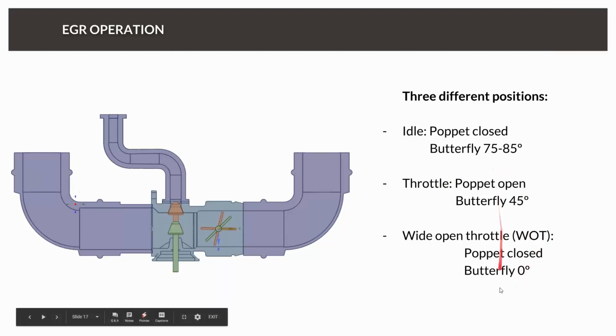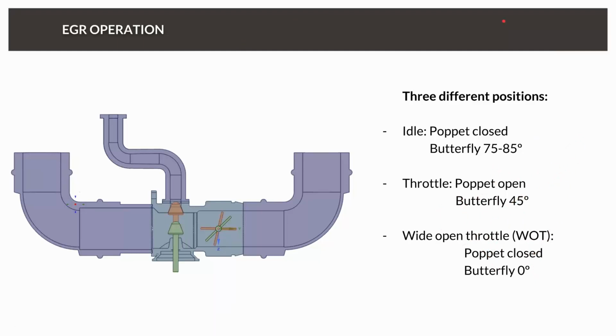And you maybe ask yourself, why is the poppet closed at wide open throttle? Well, if I really want to run the engine on a high load, I actually need the oxygen. And EGR is mainly used for cruising conditions, where you just have semi-load, and there it massively increases the efficiency of the engine and reduces pollutants.